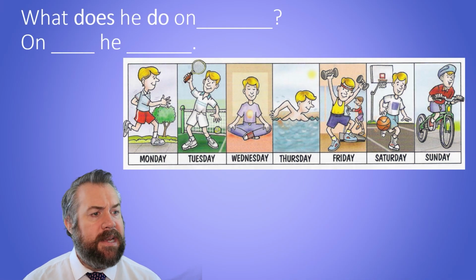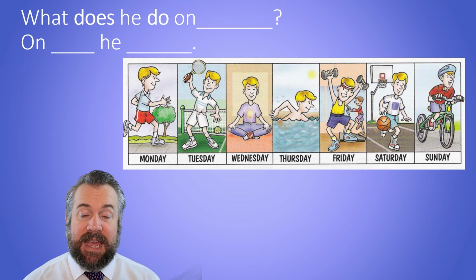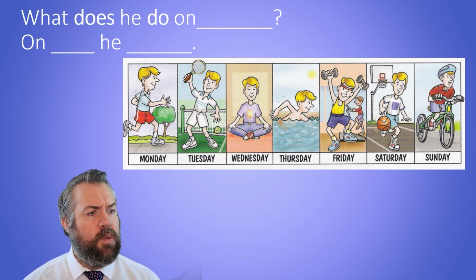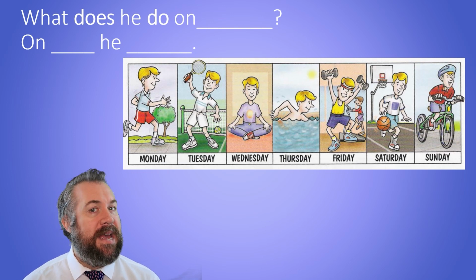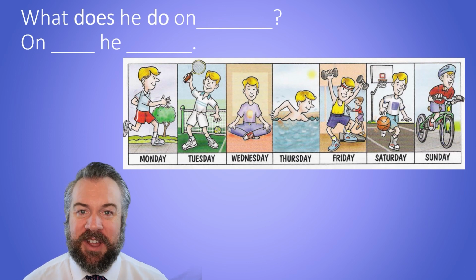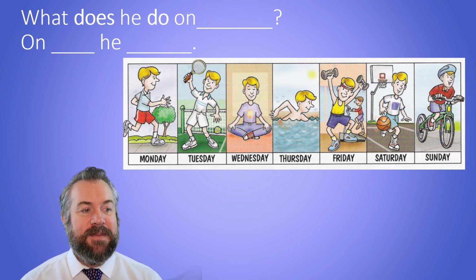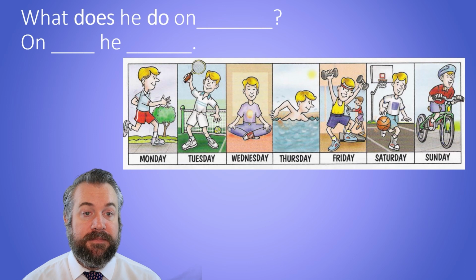Okay, let's go back to some examples from page 90. What does he do on Monday? On Monday, he jogs. What does he do on Tuesday? On Tuesday, he plays tennis. Sorry, not badminton, tennis. What does he do on Saturday? On Saturday, he plays basketball.